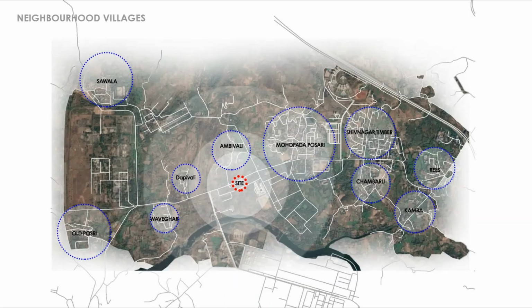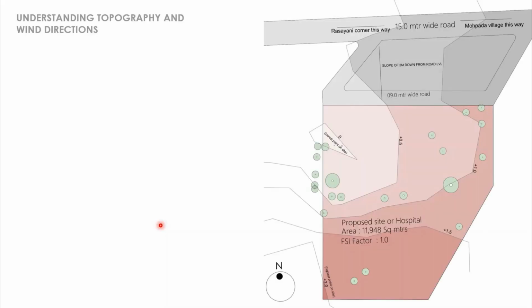This 100-bedded general hospital is the center for many different neighboring villages such as Savla, Mopada, Rees, etc. Also, the 25-bedded specialty ward will cater to the industrial area connecting to the site. The site is located in Rasaini. The area of the site is around 12,000 square meters with an FSI of 1.0.